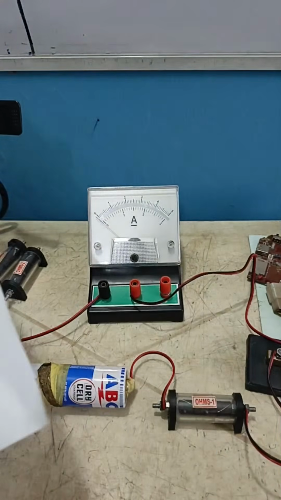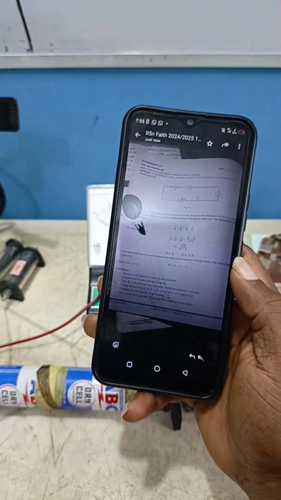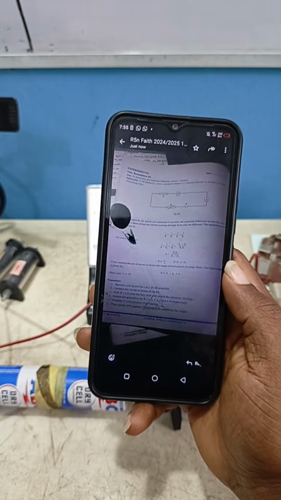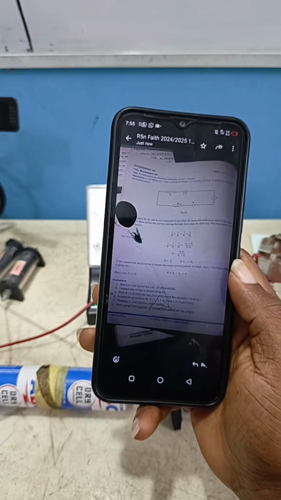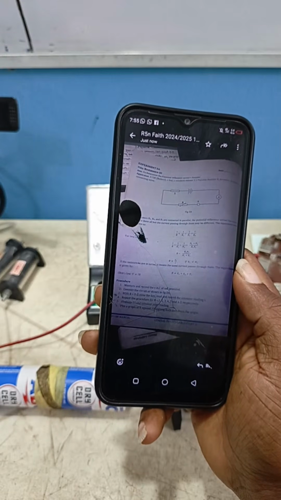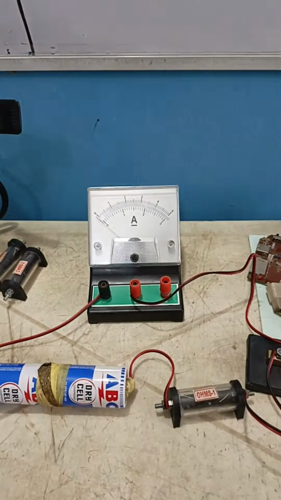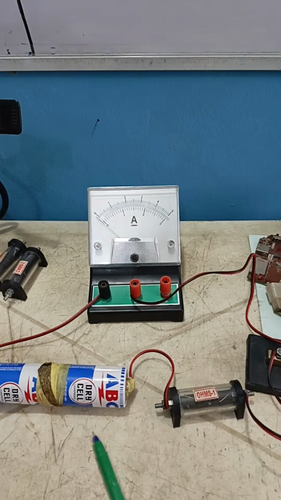The instruction said, let me check the instruction there, measure and record the EMF of the cell provided, which you have done, 2.9 volts. Then instruction number 2: connect the circuit as shown in figure E6 with R equal to 0 ohms, close the key, and read and record the ammeter reading. Good. So we have done the connection with resistance of 0 ohms, which is why I didn't include any resistor here. Read and record the current.